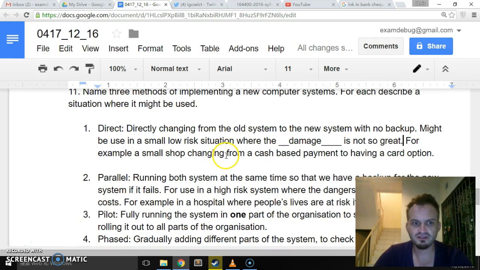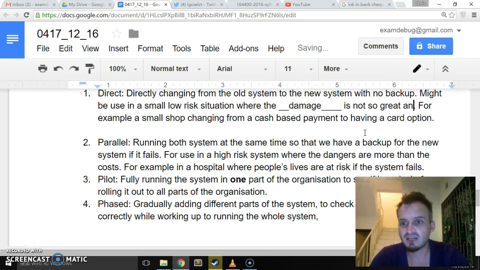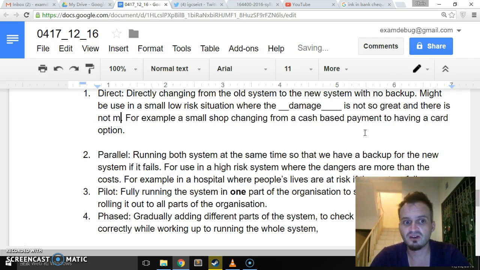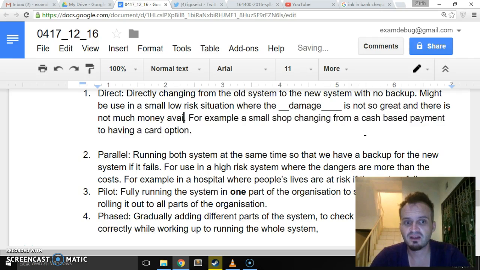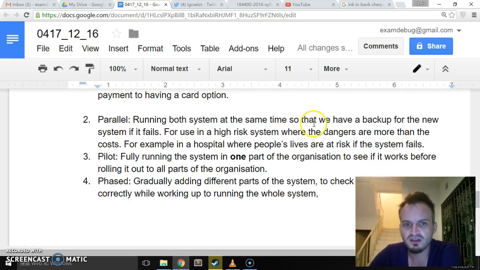We could also put in here, sorry, I know I sometimes jump back and forwards, but direct might be used in a small, low-risk situation where the damage is not so great, and there is not much money available. So you're really just trying to do the advantages and disadvantages, but give it a bit of prose, a bit of wordiness to explain what's going on.